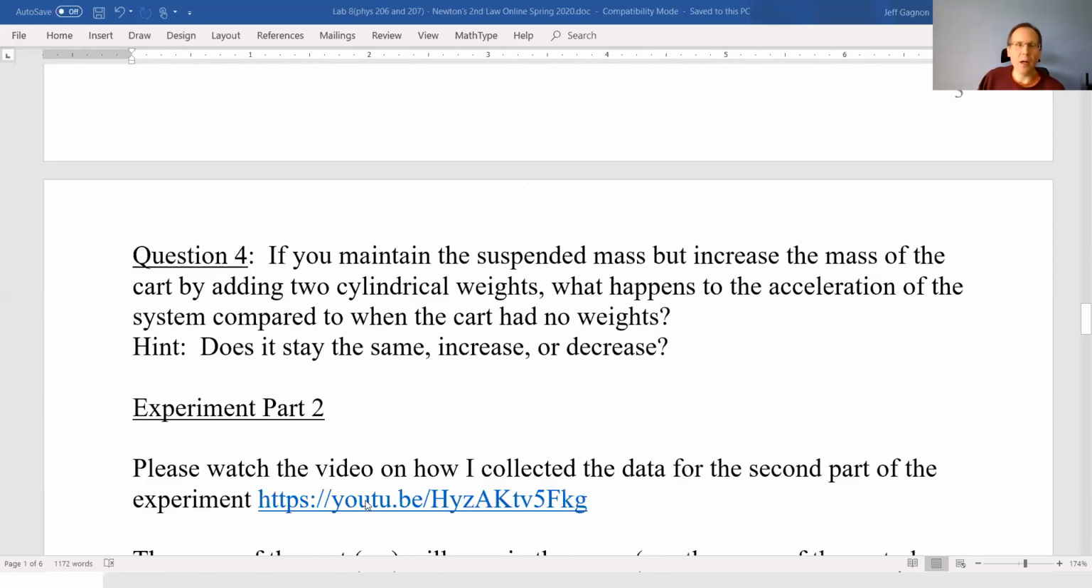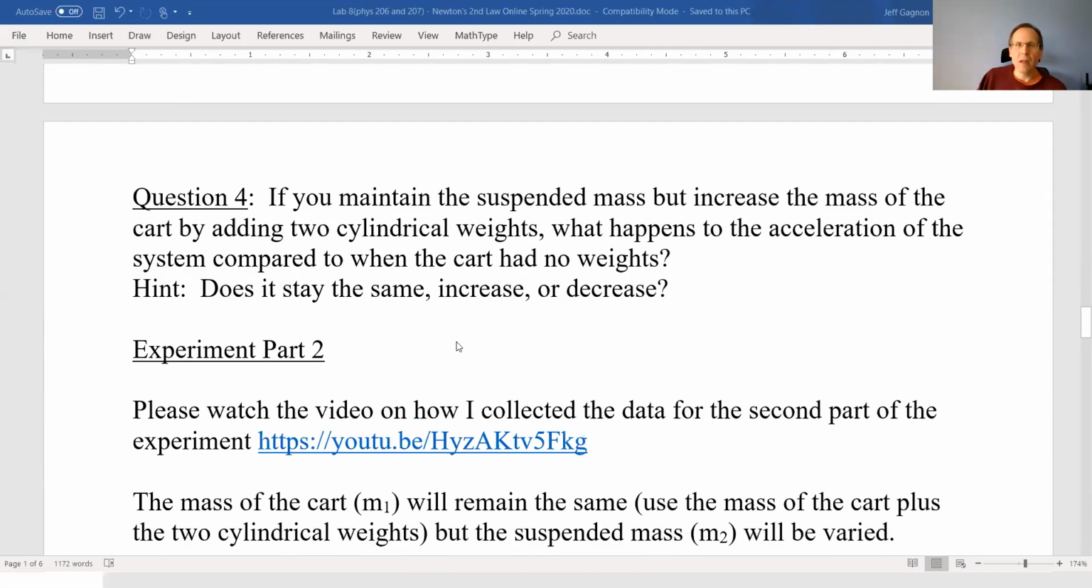All right, question 4. If you were to maintain the suspended mass, which is what we did in this case, right? So both conditions, the suspended mass was the same. So we maintained the suspended mass, but we increased the mass of the cart by adding the 2 cylindrical weights. What happened to the acceleration of the system compared to when the cart had no weights? Did it stay the same? Did it increase or decrease?